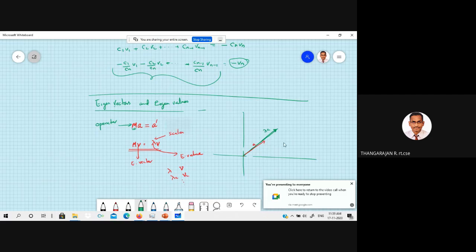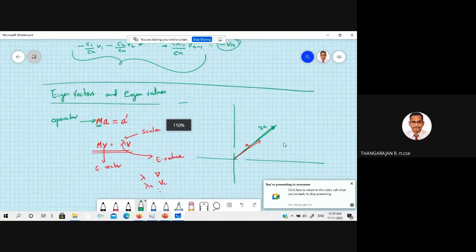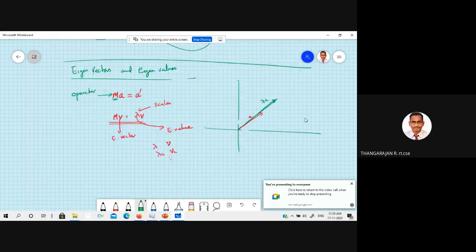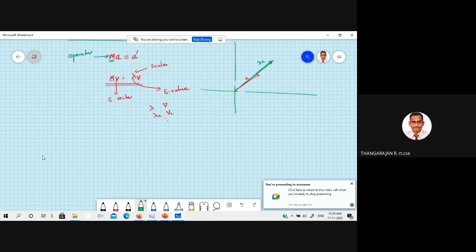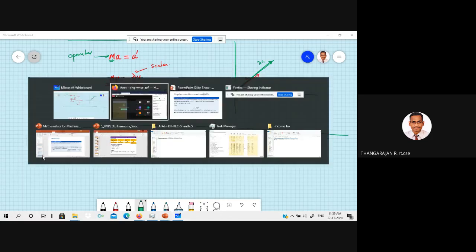So we were discussing this topic, that is singular value decomposition. We were discussing eigenvalues and eigenvectors, and now we are going into singular value decomposition. So what is singular value decomposition?